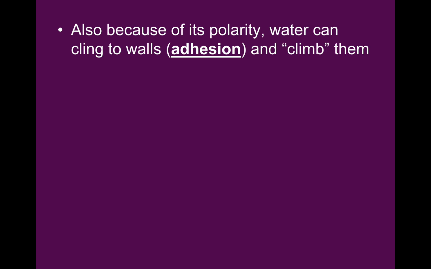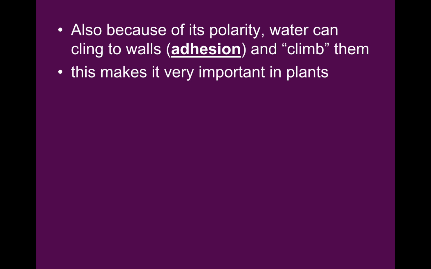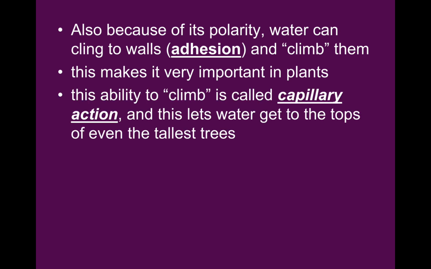All right, also because of its polarity, water can cling to walls, so adhesion. Now, y'all, what that means by adhesion is water can cling to other things. So cohesion is water to water. Adhesion is water to other things. All right, so it can climb walls, and it makes it important in plants because when it can climb up in plants, that's called capillary action. And that's its ability to climb up in tubes. And it could be your drinking straw or the little tubes that are inside plants. But either way, it lets water get to the tops of plants. That's how plants can stay alive, is by capillary action.